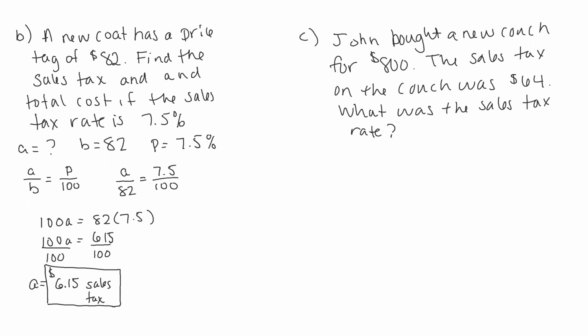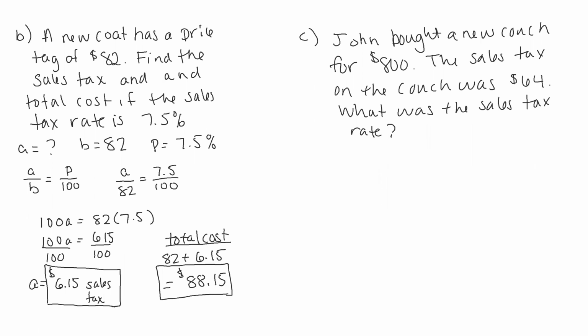What we have to do next is figure out the total cost. So remember, the total cost is the sticker price of whatever you're buying, plus the $6.15 for the sales tax. So $6.15 plus $82 is going to be $88.15. So at the cash register with this particular sales tax rate, you would pay out of pocket $88.15. Okay, so again, just be clear on what your amount, your base, and your percent is, and you can use either the percent equation or the percent proportion.